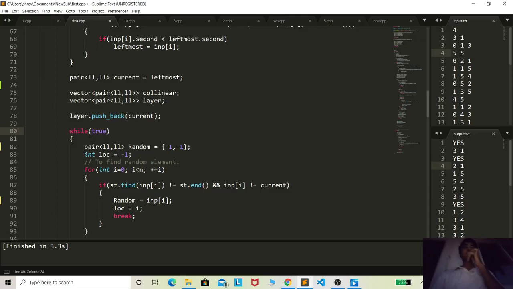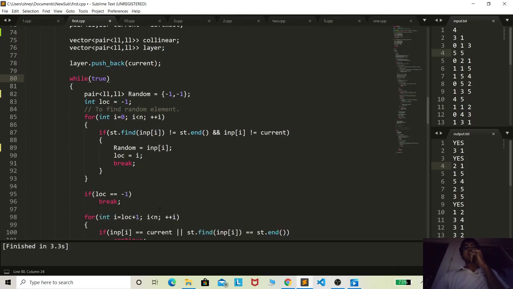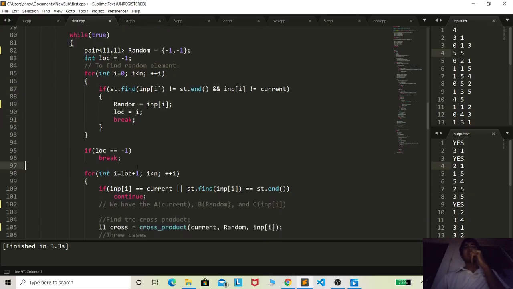Okay, and then next is to find the random vertex as we did in the video. So we just initialize it with -1, and then whichever vertex we get first, and whichever vertex is not yet used in some outer layer, we just assign it as random, because we just need any vertex. Then locate its position and break from it. Okay, so now we have the current point and the random point.